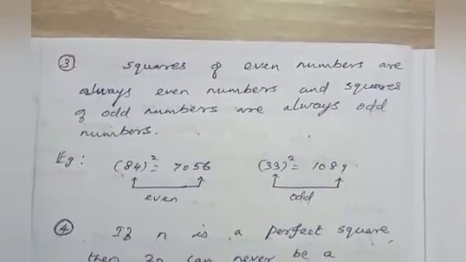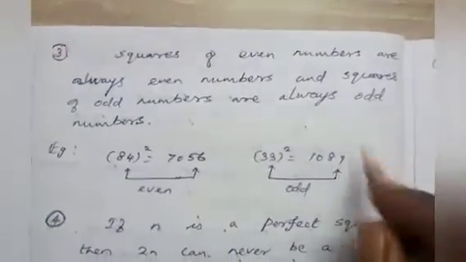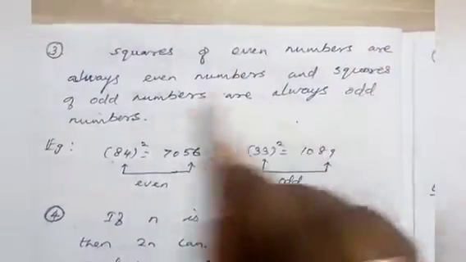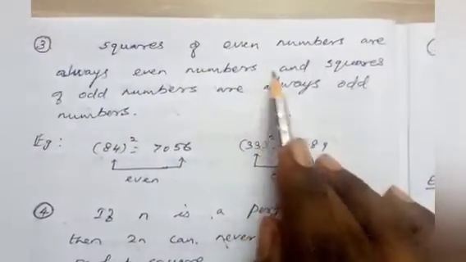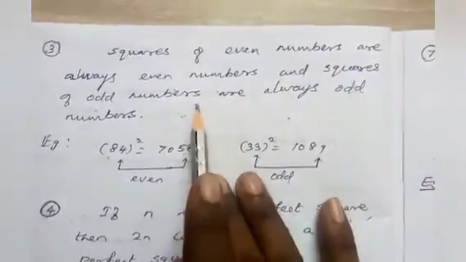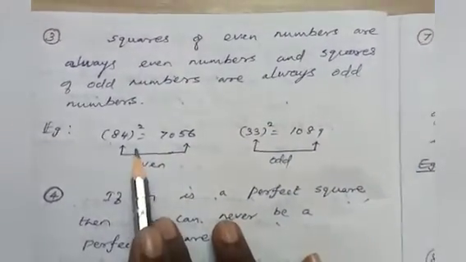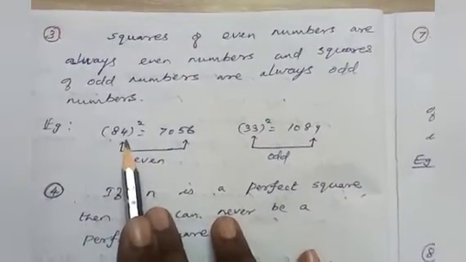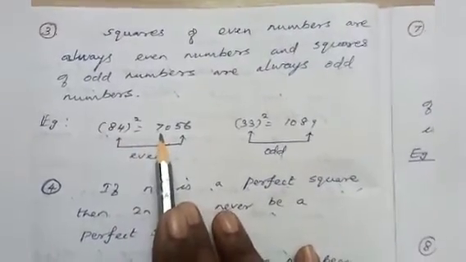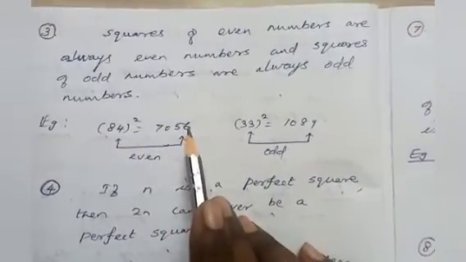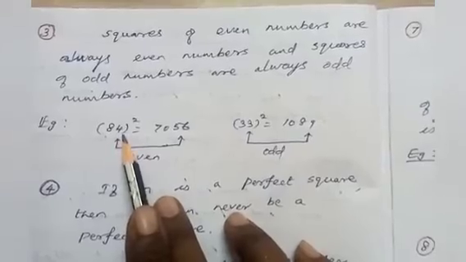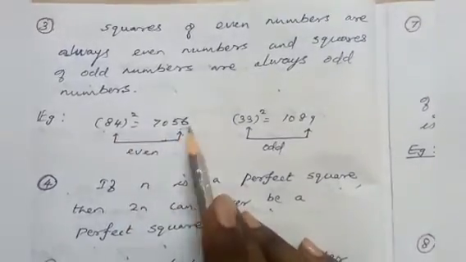So the next property of squares is the third property. Squares of even numbers are always even numbers, and squares of odd numbers are always odd numbers. For example, 84 is an even number. So 84 squared, 84 into 84, the answer is 7056. So squares of even numbers are always even numbers.